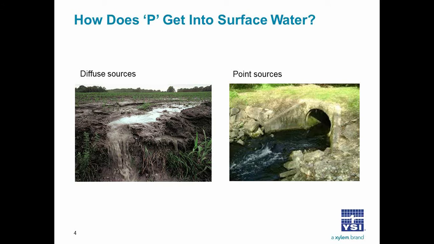How does P get into surface water? The two main ways are through diffuse sources such as runoff from agricultural fields, and point sources, that is water resource recovery facilities that discharge into streams, lakes, and rivers.